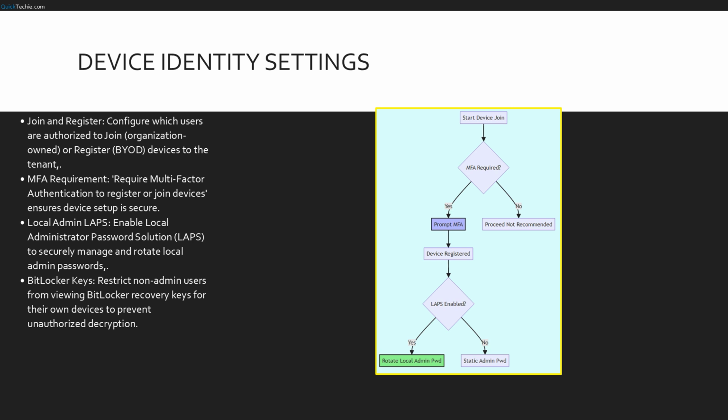This flowchart maps the device join security process. It starts with a device join request. The first decision point checks if MFA is required. The yes path leads to an MFA prompt highlighted as the secure path. Once registered, the flow checks if LAPS is enabled. If yes, the system automatically rotates the local admin password, securing the endpoint. This visually reinforces the two key security layers: MFA for identity proofing and LAPS for ongoing device security.